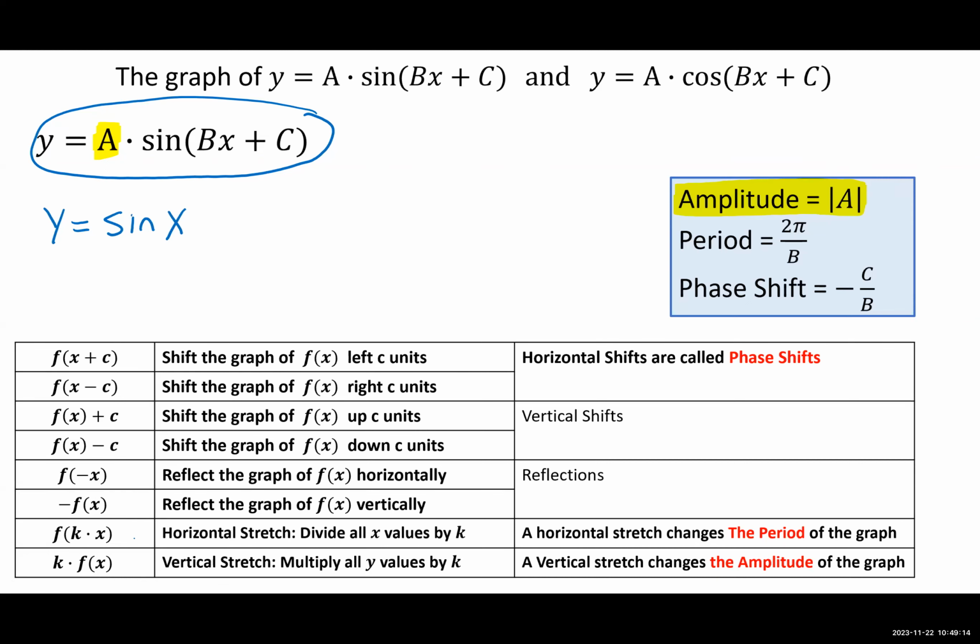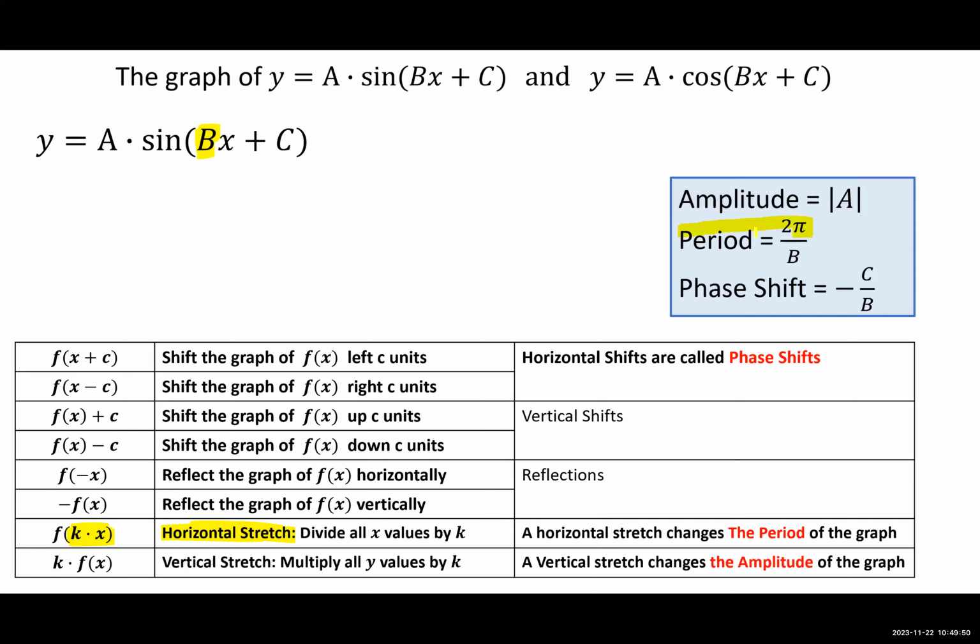The next two have to do with stretching. So if there is a multiple in front of the x, so I'm looking down here, horizontal stretch. There's a multiple in front of the x. That changes the period. So it's actually going to compress the graph horizontally. So that's going to change the period.